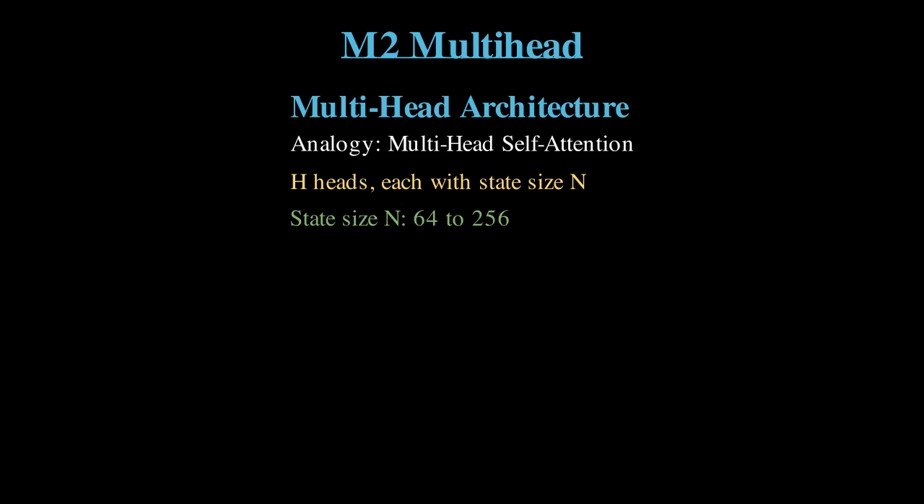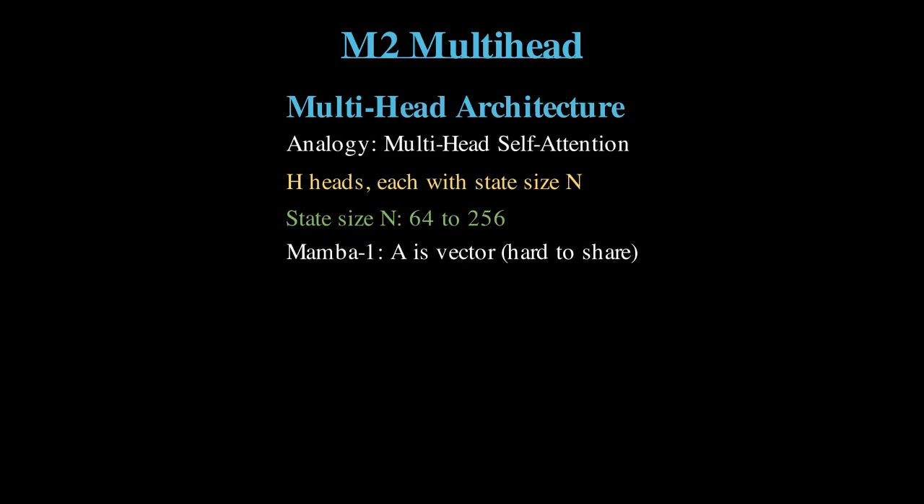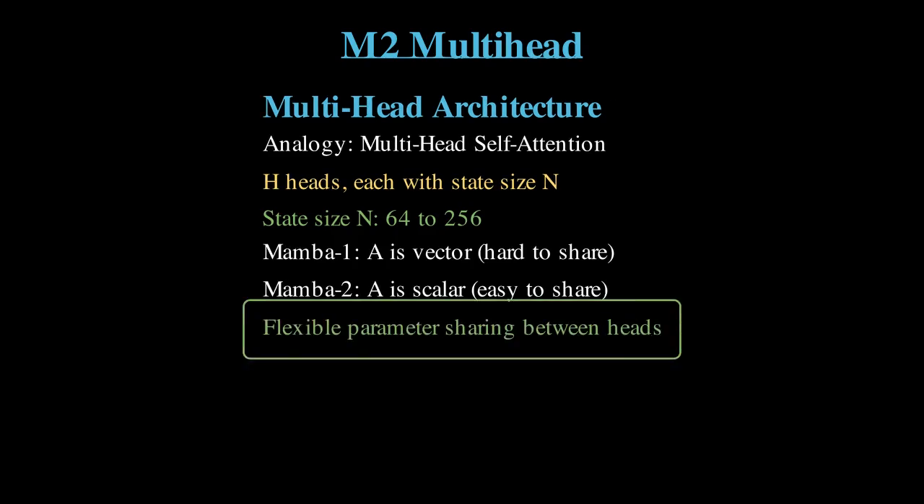In Mamba-1, the A parameter was a vector, different for each channel. This made sharing parameters across heads complicated. But in Mamba-2, as we saw, A is just a single scalar. This simple change makes multi-head design trivial. Heads can now easily share the same A parameter. They can also share parts of the input and output projection matrices. This opens up a huge design space for different sharing strategies, offering a better trade-off between model capacity and parameter count.